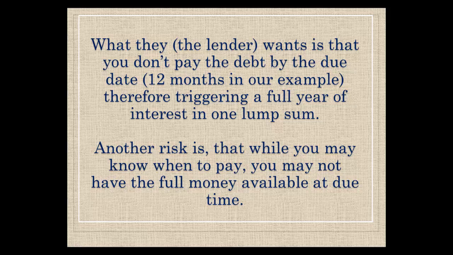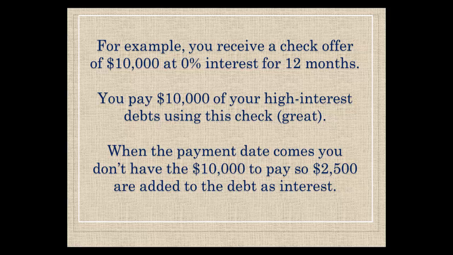Another risk is that while you may know when to pay, you may not have the full amount available at due time. For example, you receive a check offer of $10,000 at zero interest for 12 months. You pay $10,000 of your high interest debts using this check. Great. When the payment date comes, you don't have the $10,000 to pay, so $2,500 are added to the debt as interest.